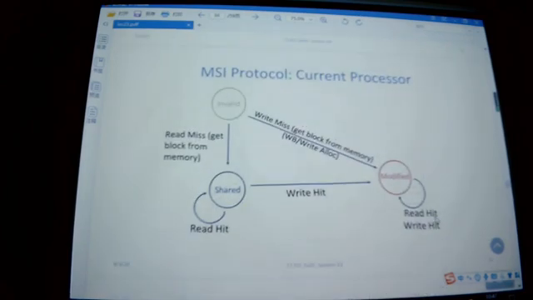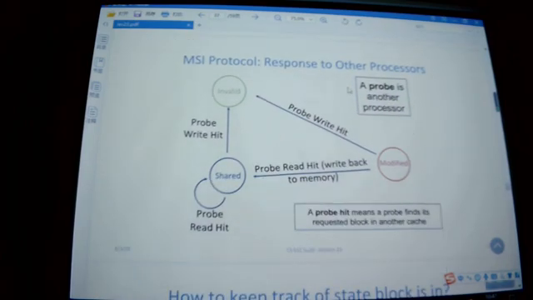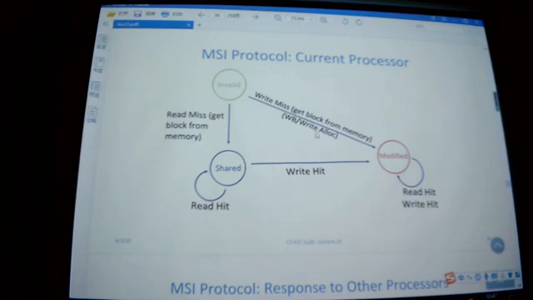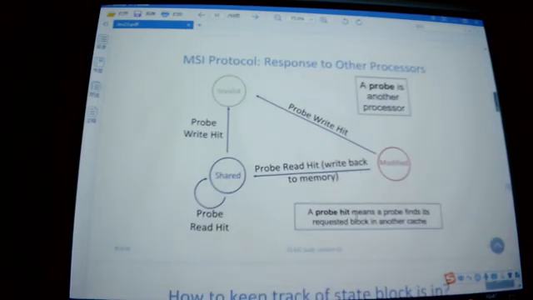Okay, this is the MSI protocol. This is the current processor. This is the response to other processors. We can find these states are different from those states. We can see a "prior" hit means a prior request for the block in another cache. "Prior" is another processor, so "prior" is a symbol. The symbol is another processor.